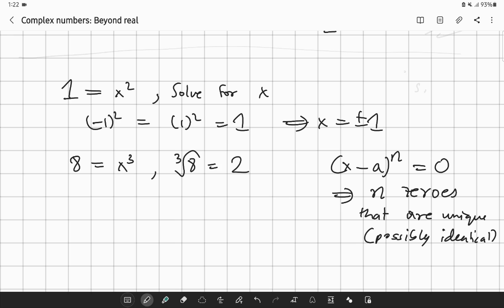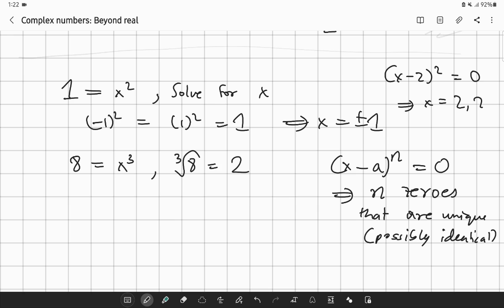So an example of that would be x minus 2 the whole squared equals 0. So in that case, x is equal to 2 and 2 is repeated. So you can have identical roots possibly. Including that case, you'll have n roots.